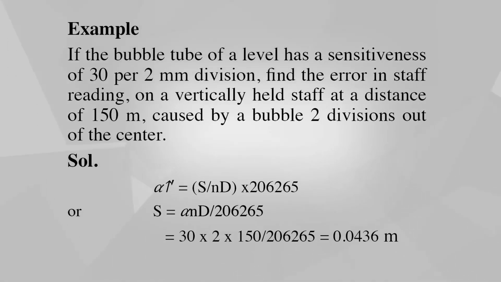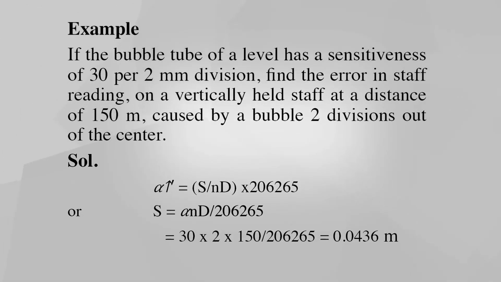Now, in the second question, it has been given the bubble tube of a level has a sensitiveness of 30 seconds per 2 mm division. We have to find the error in staff reading on a vertically held staff at a distance of 150 meter caused by a bubble 2 divisions out of the center.